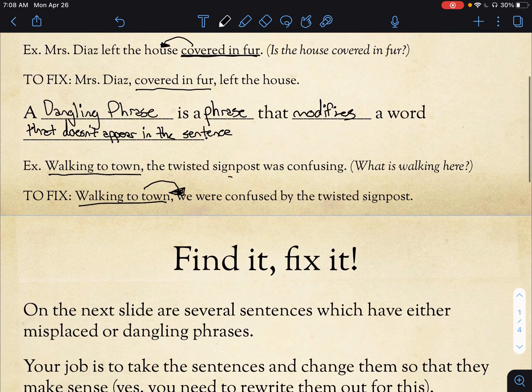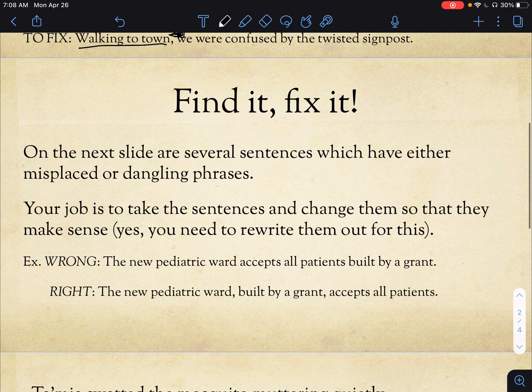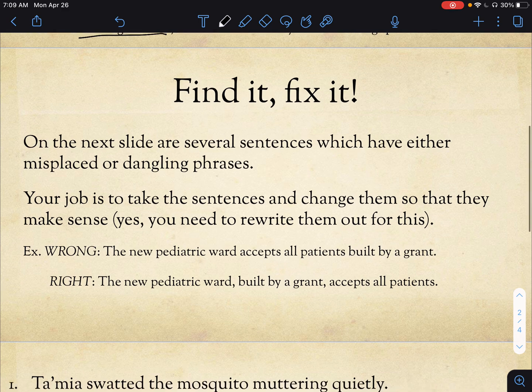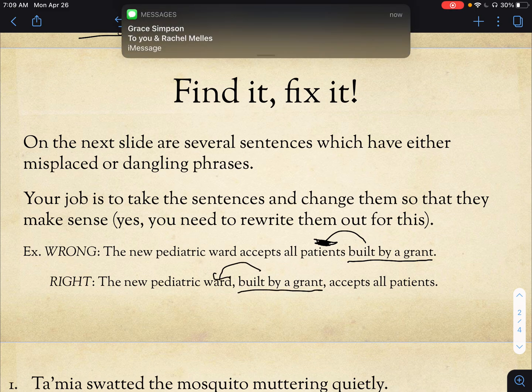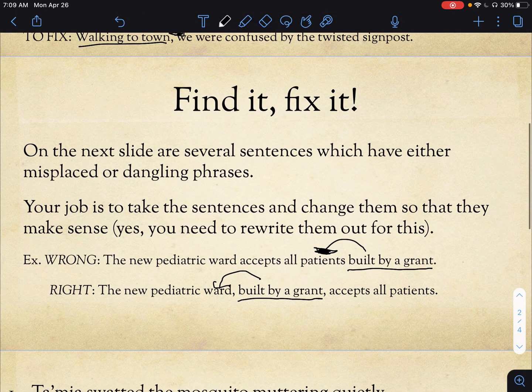So again, kind of similar to what we did with participles and gerunds, I gave you a bunch of sentences that have either misplaced or dangling phrases. Your job is to take them and change them. And yes, you do need to rewrite them. So, for example, if I were to give this sentence, the new pediatric ward accepts all patients built by a grant, I'd say, okay, this looks like it's describing patients. We built patients with a grant? That doesn't make any sense. So I'd change it to say the new pediatric ward built by a grant. Oh, look, now it's describing the word ward, and it's accepting all patients.